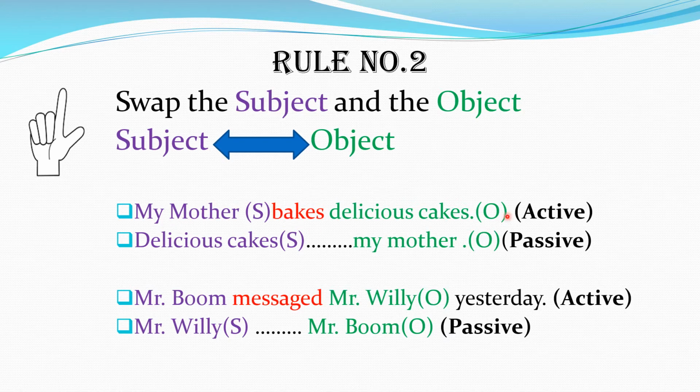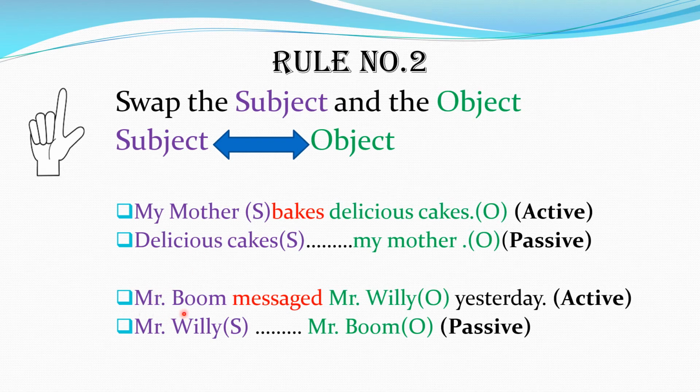My mother, this is an active sentence. My mother is the subject here, and what she does, bakes delicious cakes. So what does she bake? She bakes delicious cakes. Delicious cakes is the object. Now when we will be forming passive sentences, delicious cakes will become the subject of the passive form, whereas my mother will become the object. So it's like an X. Subject becomes the object and the object becomes the subject.